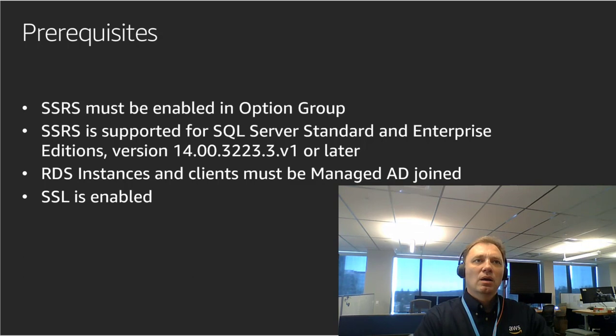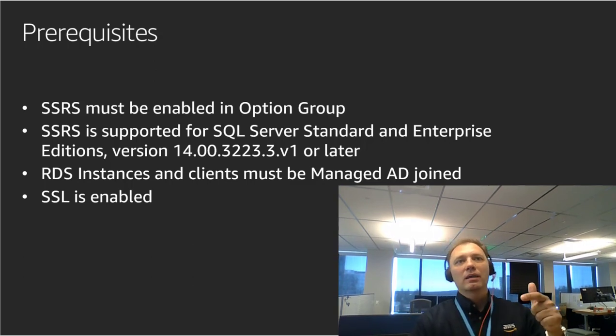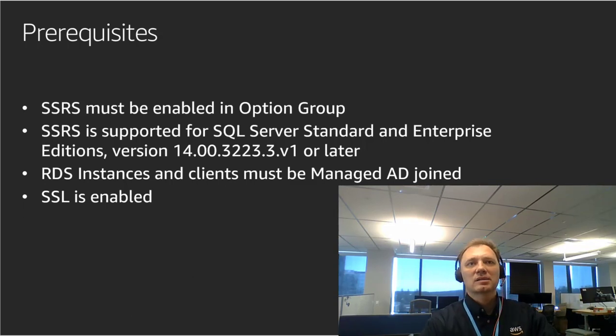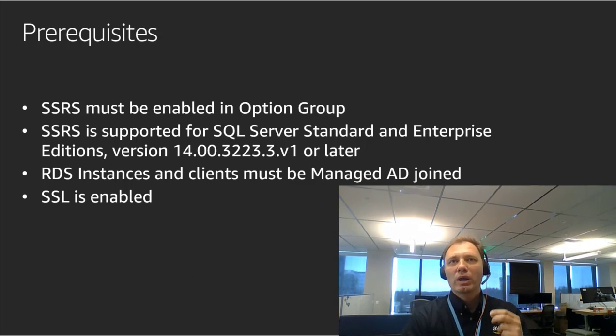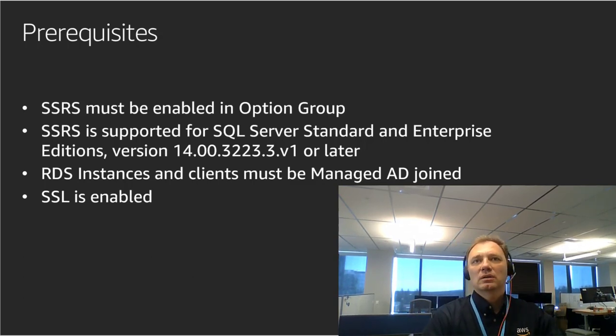If you are on any of the previous builds, you're not going to be able to deploy your SSRS solution. The third one: your RDS instance and the client that you use to open up the browser and interact with the SSRS portal both have to be Active Directory joined. And I repeat, it has to be AWS Managed Active Directory. You cannot join them to a self-managed domain.